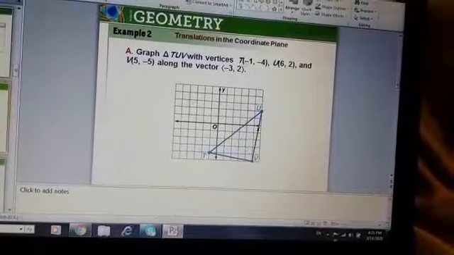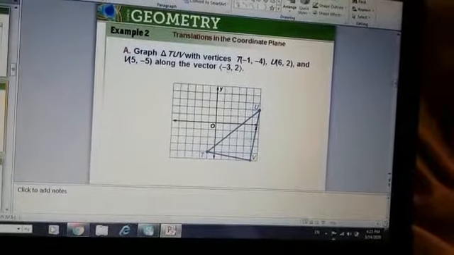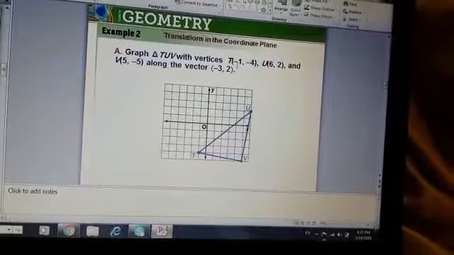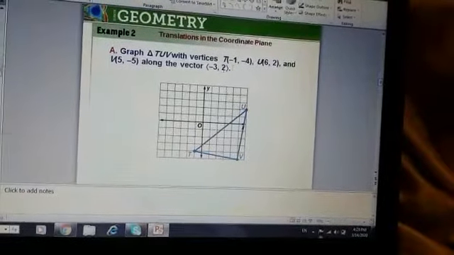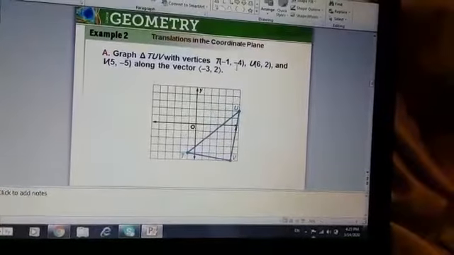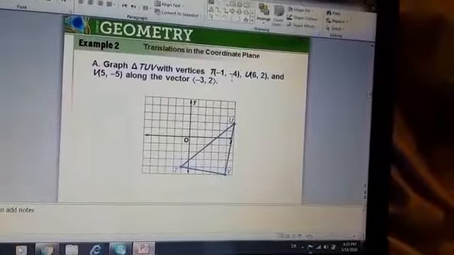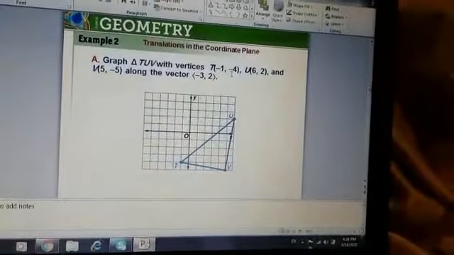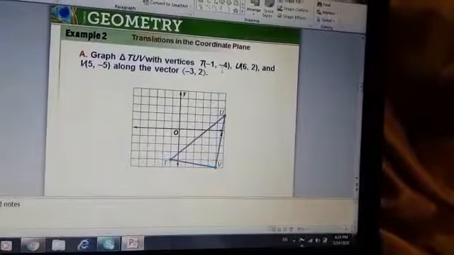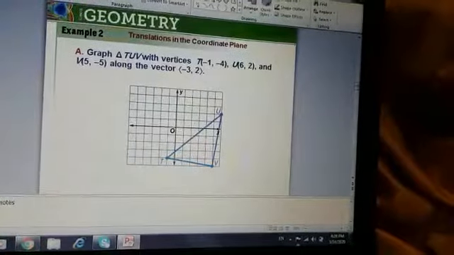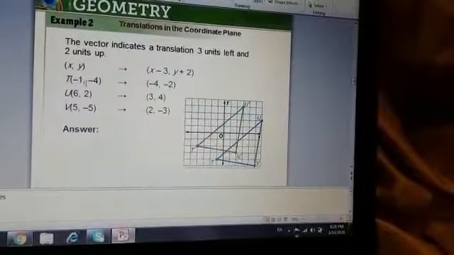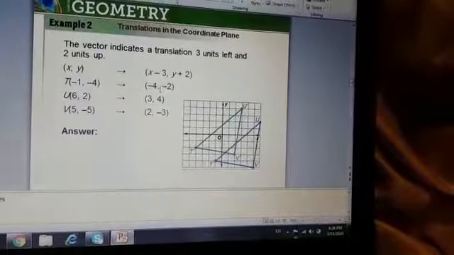When I translate this point T, I must add -3 to the x coordinate, which is -1. It becomes -4. And I add 2 to the y coordinate, which is -4. -4 plus 2 will be -2. The new point, or the image, T prime, will be (-4, -2). We can see it here. As you see here, T (-1, -4), T prime (-4, -2).